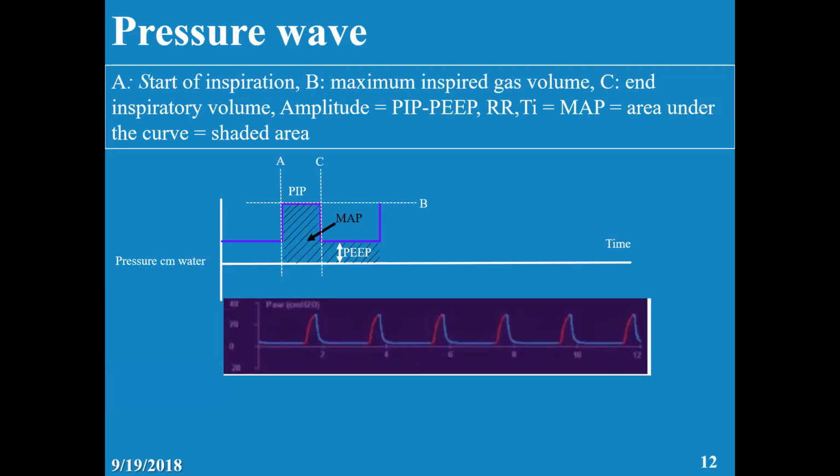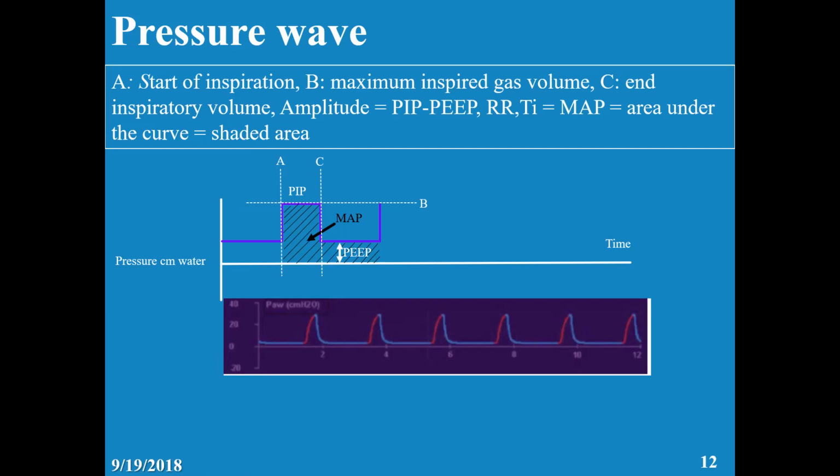Now, we can see the pressure. Look at the pressure now. So we have the PEEP, we have the PIP, and we have the shaded area, which represents the mean airway pressure. We have the start, we have the end, and we have also the control. So we can see the pressure is rising up suddenly. So what type of control is this?